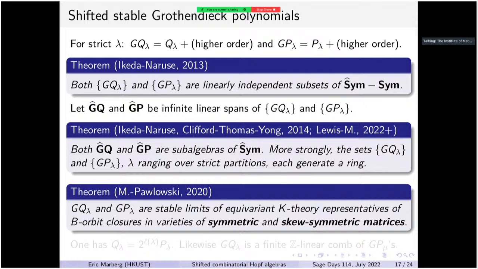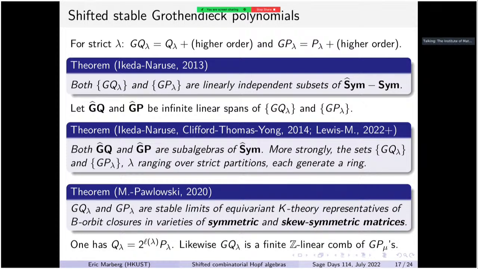You can take their closures. You can consider their equivariant K-theory representatives. There are some polynomials, and then you take some kind of limit, and you would get GQ and GP lambda. So there's some analogous discussion there.